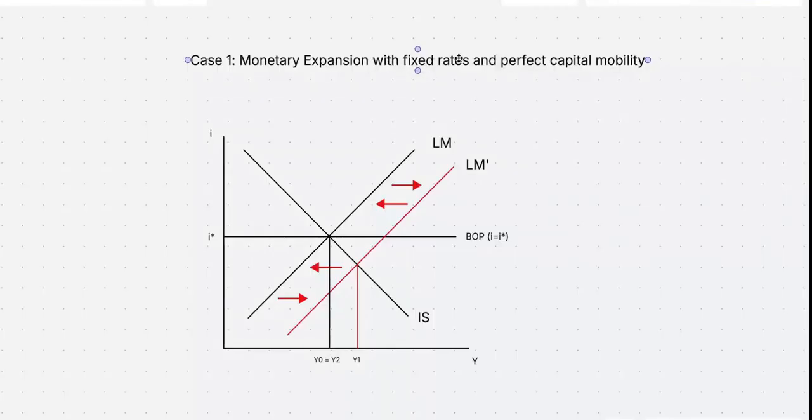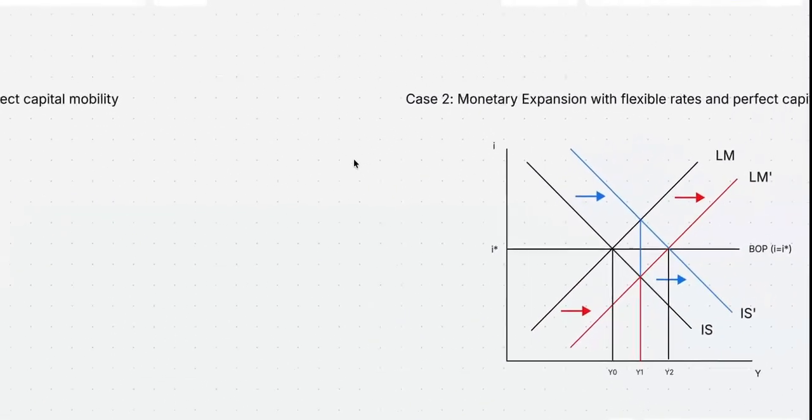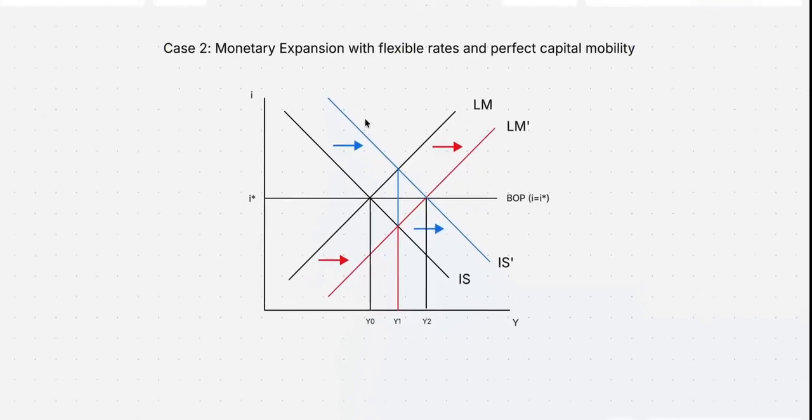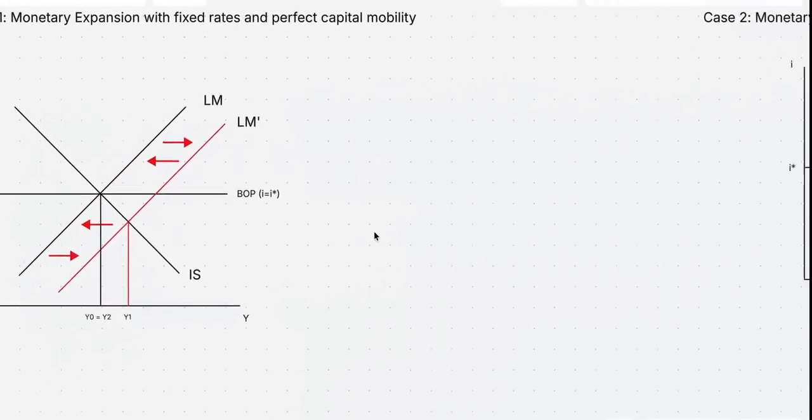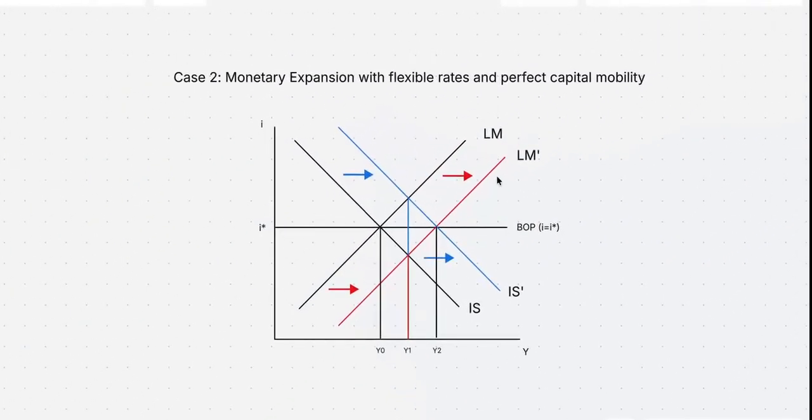So in the case that you have fixed exchange rates and perfect capital mobility, it does not really make sense to use monetary expansions. Moving on to the second case, we have a monetary expansion with flexible rates and perfect capital mobility. So again, we have a monetary expansion. So the result of this, again, is that the money supply will increase because the central bank decides to increase the money supply, again causing the LM curve, in the same way as in the previous case here, to shift out towards the right.